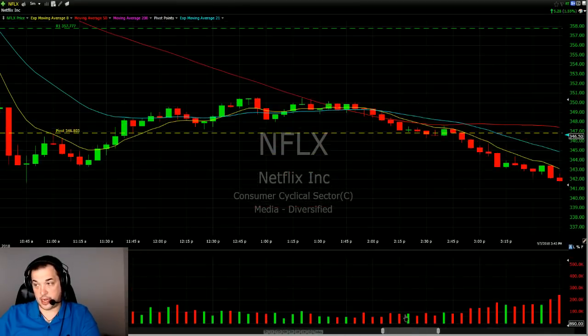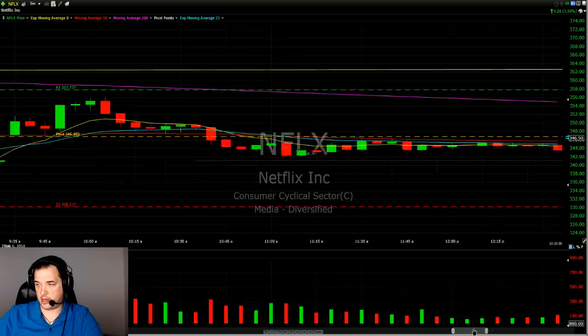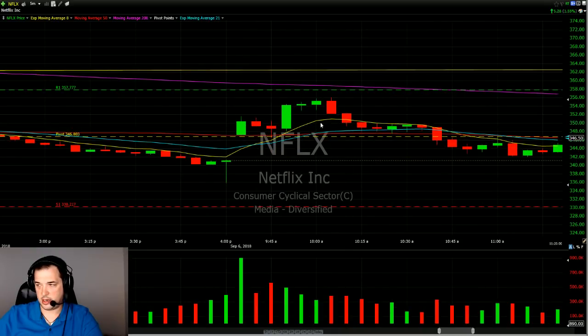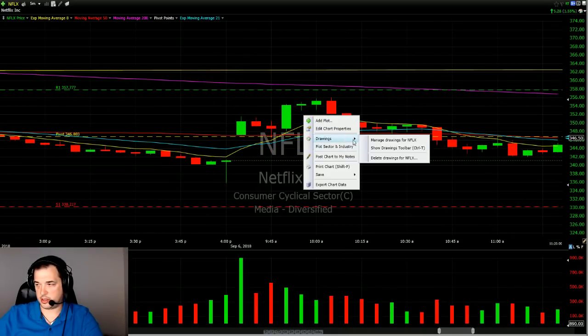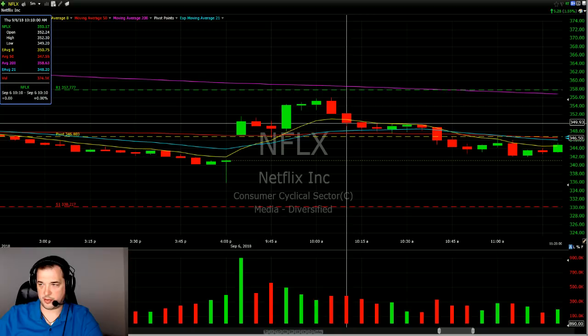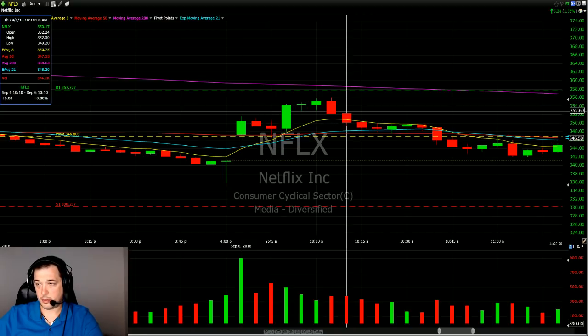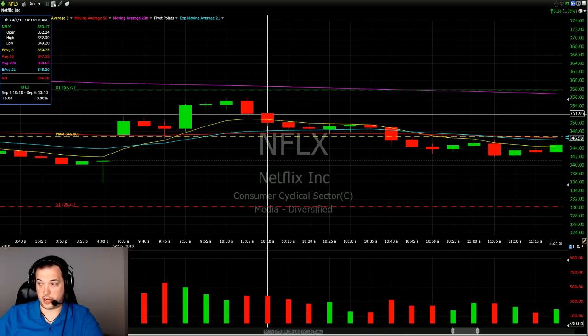And the market was going down today, as you saw, right? Netflix tests the exponential 8 right over here. You see this yellow line right here? I'll just delete the trend lines. You see this yellow line right here? That's the exponential 8 moving average. So it tested it right here from 10:05 to 10:10 a.m. Now I'm just waiting for the next 5 minute top to break so I could chase in.